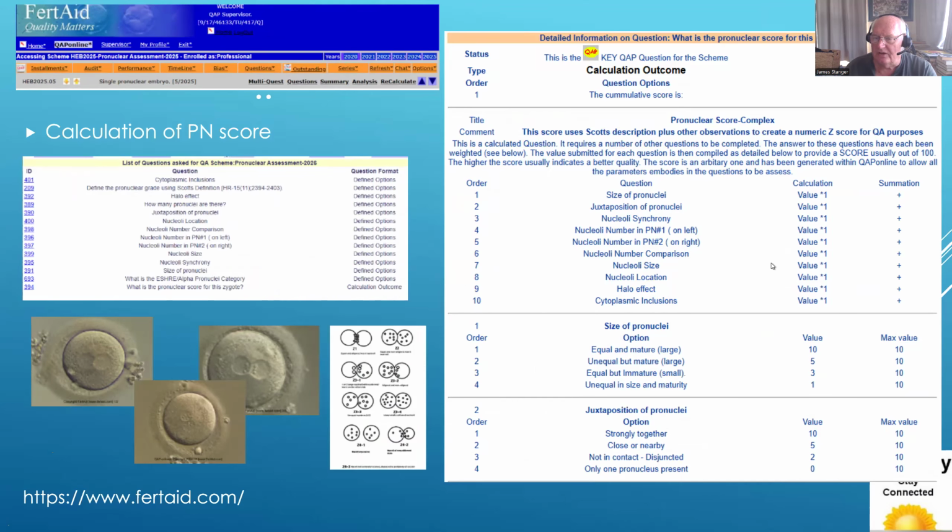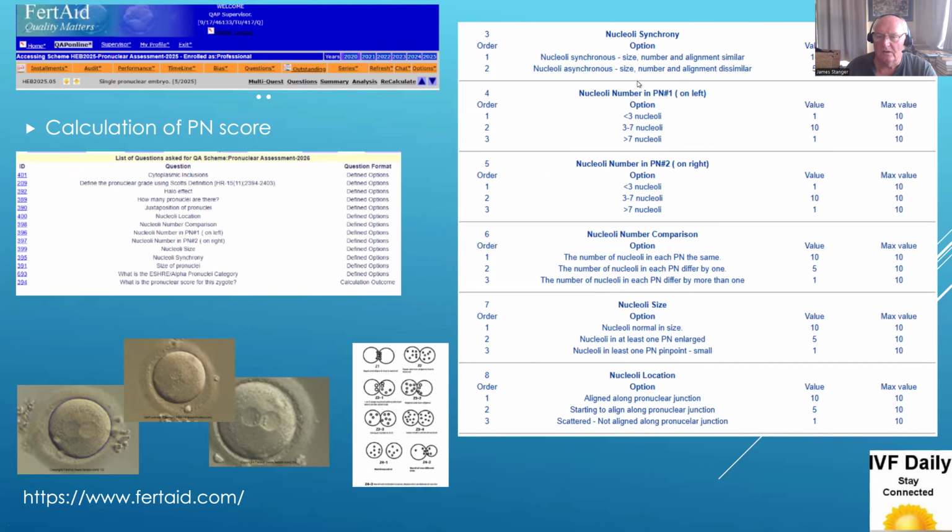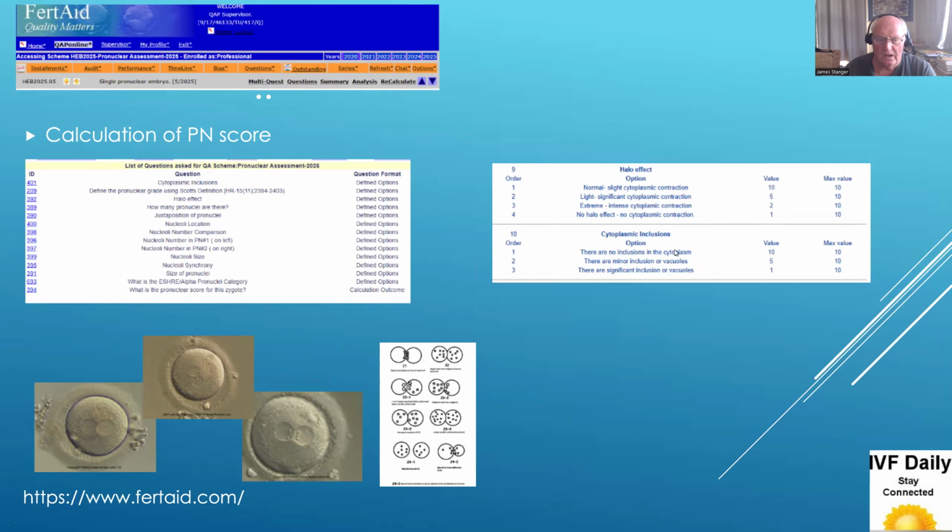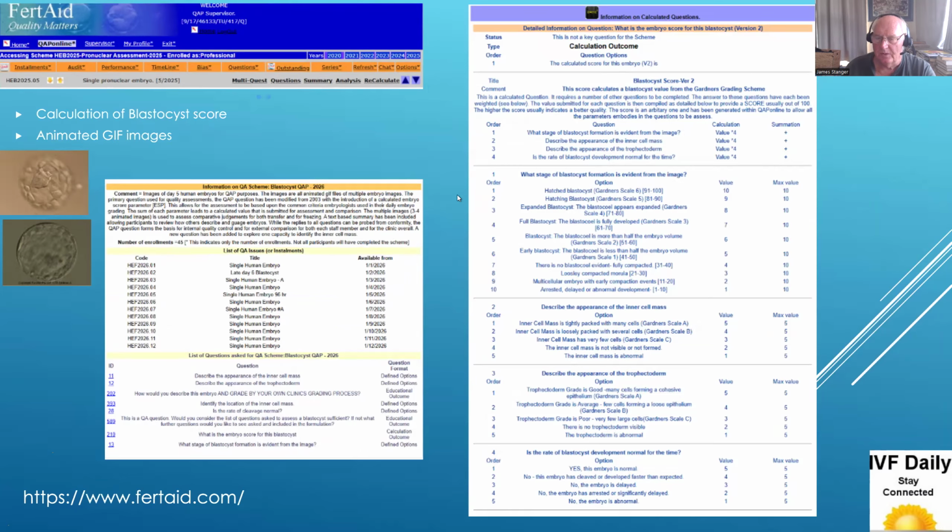Each question is given a value. You can nominate one to be, say, twice the importance of another, but in this case they all have the same value. For each question there is a series of options, such as equal, mature, unequal, and I've rated those 10 to 1, so that whichever option you submit, you get a score, and then you add up all the different scores to give you a number out of 100. Once again, you can see the synchrony and the number of pronuclei on the left and on the right. I'm just trying to orientate it left and right. At the end of it, you submit all the answers. Let me just go back and see. I'm getting ahead of myself here.